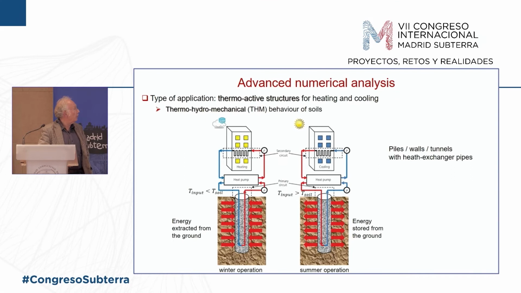And the opposite occurs if we are actually in the summer cooling the building down and trying to store the heat, or if we wanted to use some other source of heat and store it in the ground. But these so-called thermo-active structures can either be piles, as here, they can be a wall or they can be a tunnel lining. And their purpose is to exchange.